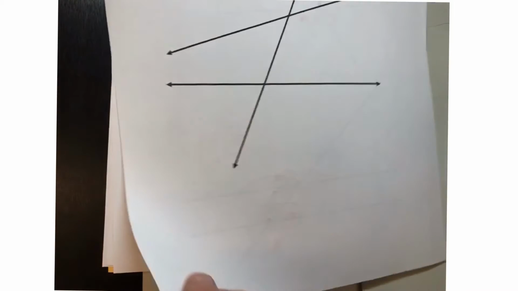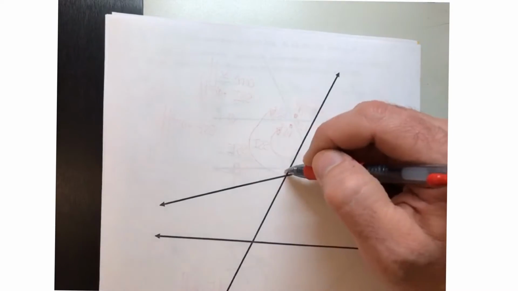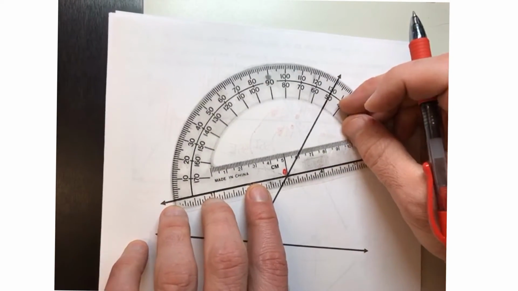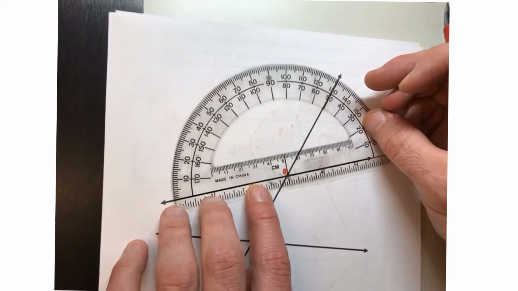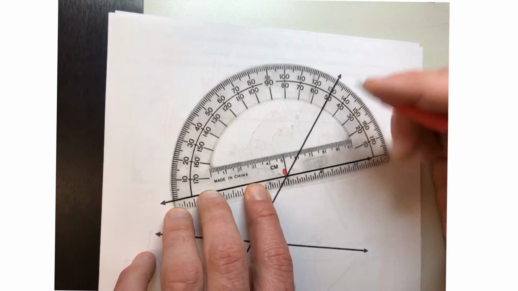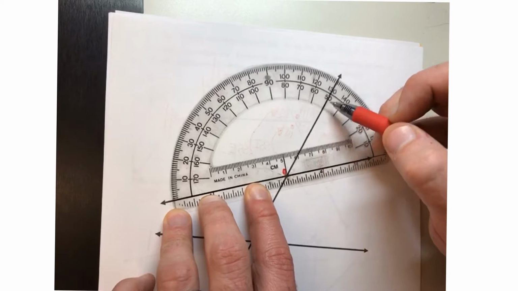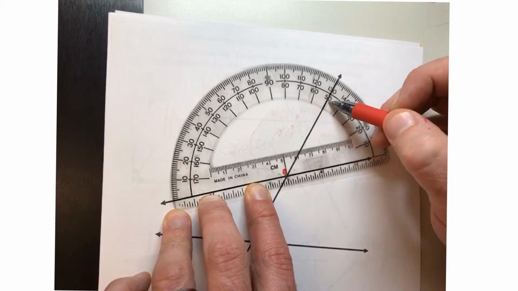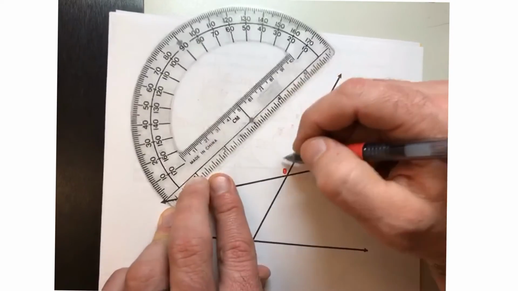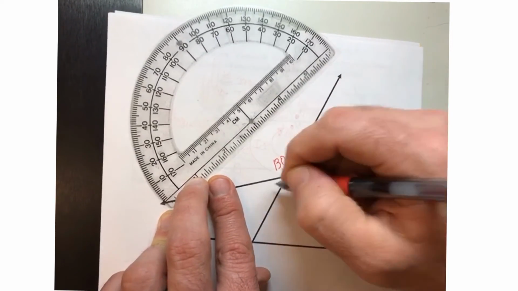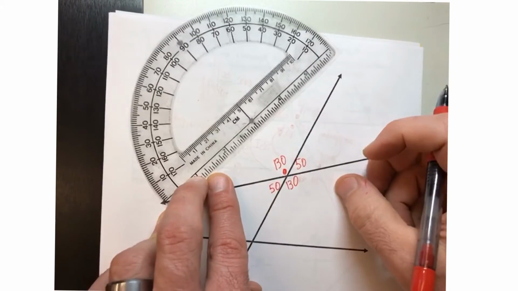Okay, now let's flip it over and measure some more angles here real quick. Let's measure this angle. How big is this obtuse angle right here? 130. And how big is the acute angle right here? It's 50. So this one's 130, this one's 50, this one's going to be 130, this one's 50 right here.